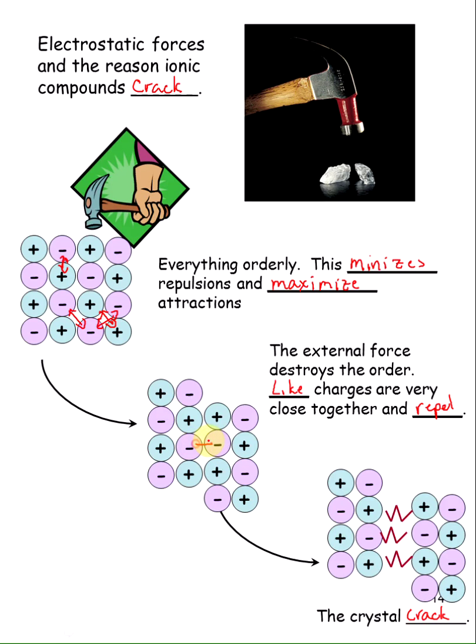So notice that this is not good, because now we've taken things that are opposite charge and moved them further away, and we move things that are same charge closer together. So this explains why ionic materials are brittle.